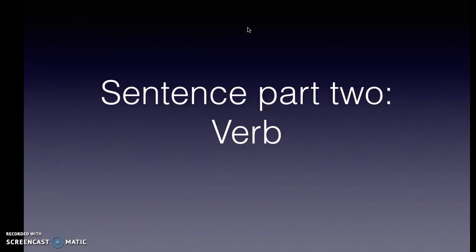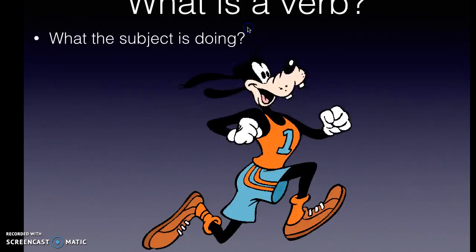Sentence part 2. Verbs. What is a verb? Verbs are what the subject is doing. An example can be running.